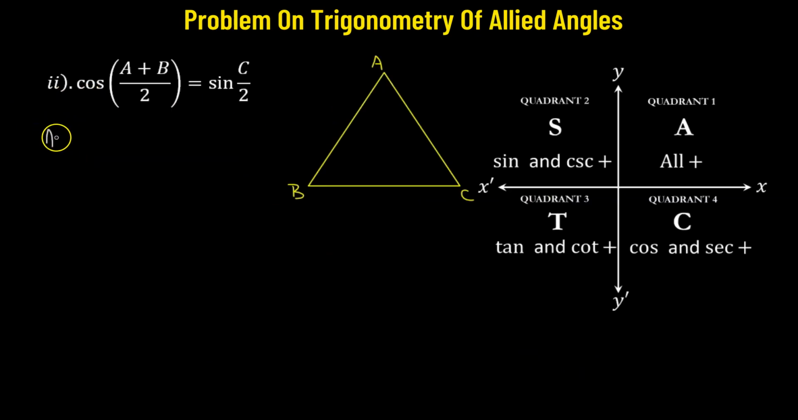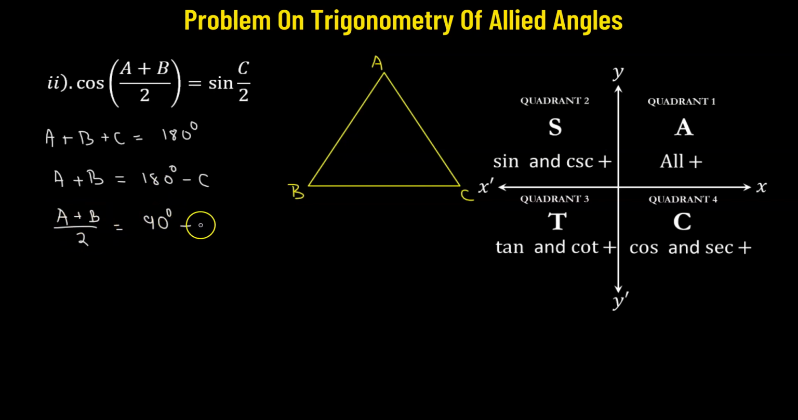For the same triangle, we can still say that A plus B plus C equals 180 degrees. We can rewrite it to get A plus B equals 180 degrees minus C. Now we're going to divide both sides by 2. So we have (A plus B) over 2, which will be equal to 180 degrees divided by 2, that's 90 degrees, minus C over 2. Now let's take the cosine on both sides. So we have cosine of (A plus B) divided by 2 equals cosine of 90 degrees minus C over 2. We're going to label this as equation number 1.